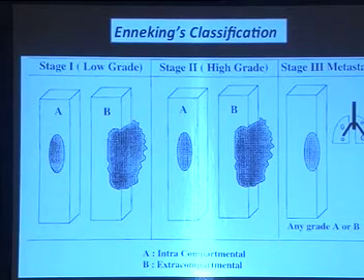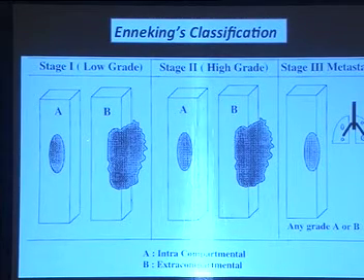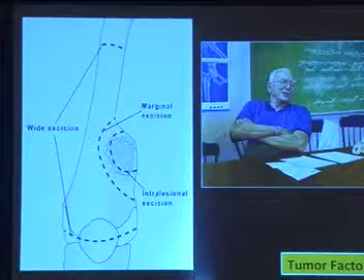And of course, this gentleman, Enneking, gave us this classification. This is original pictures of Enneking. He gave what Ashish has already spoken of: stage 1 low grade, 2 high grade, and 3 metastatic. And of course, A and B are intra and extra compartmental.